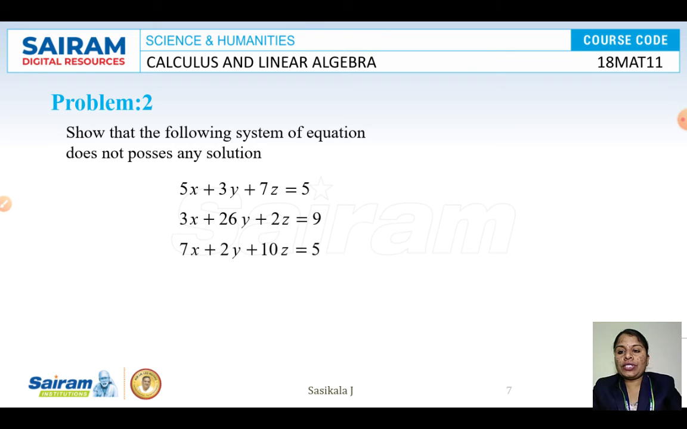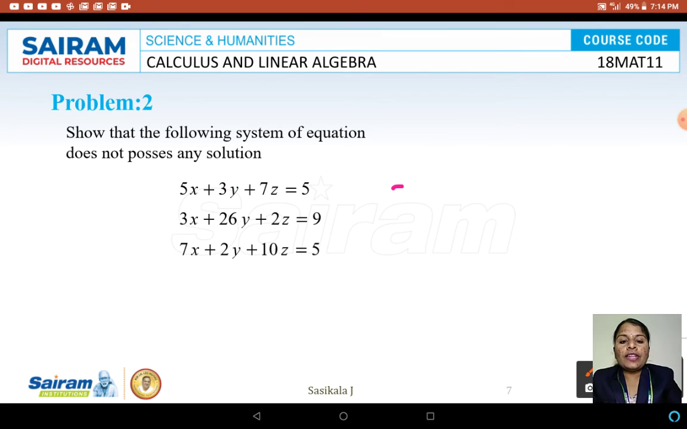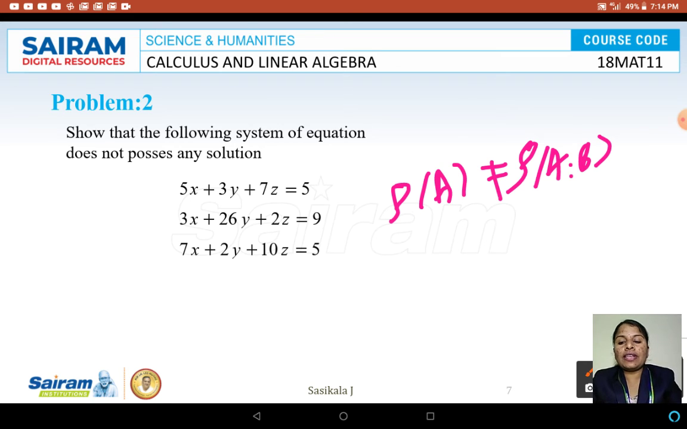Your next question: show that the following system of equations does not possess any solutions, which is 5x plus 3y plus 7z equal to 5, 3x plus 26y plus 2z equal to 9, and 7x plus 2y plus 10z equal to 5. You have to show that it does not possess any solutions. That means it is supposed to be inconsistent. When the rank of A and the rank of the augmented matrix are not equal, the system is inconsistent and does not possess any solutions.